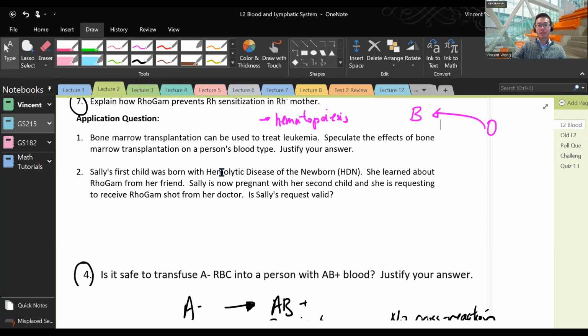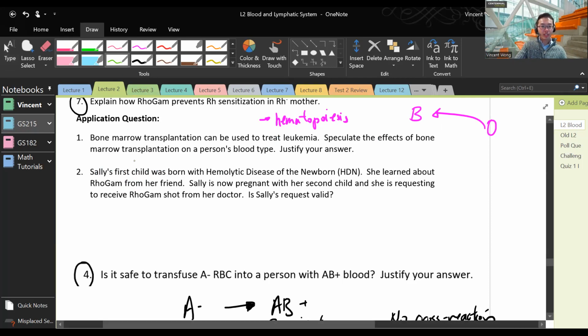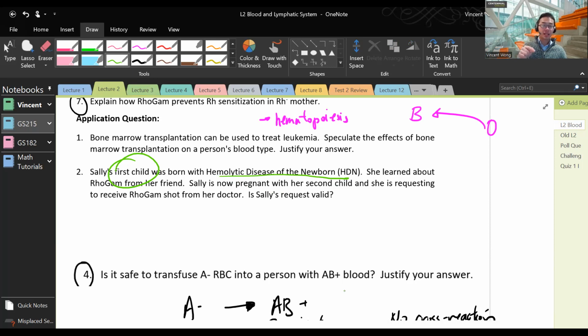Do you understand my question? In order for her first child to have hemolytic disease of the newborn, Sally must have had the anti-Rh antibody in her system already, right? So how did she get those antibodies in the first place? And Tyler said bad blood transfusion. That's correct. Maybe she received a positive blood transfusion sometime in her life.